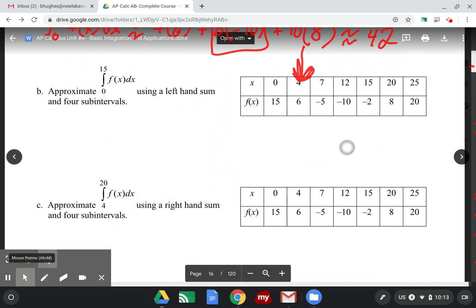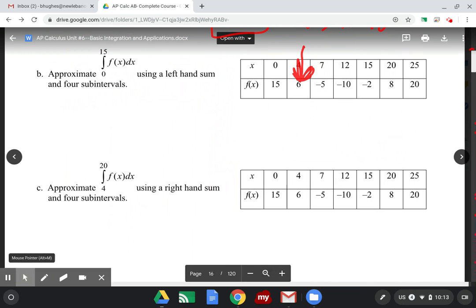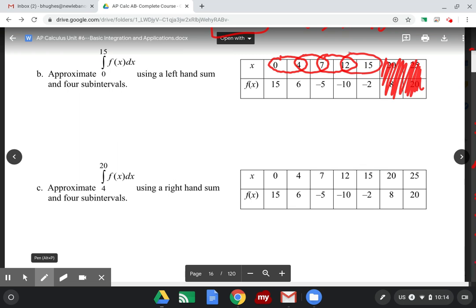All right, so let's look at B. Approximate the area from 0 to 15 using a left-hand Riemann sum and 4 subintervals. So I want to break this up into 4 different areas. The first thing is, it says we're going from 0 to 15, so these last 2 columns mean literally nothing because that's not talking about in between 0 and 15. So now I want to break it up from 0 to 15 into 4 groups. I can go from 0 to 4, 4 to 7, 7 to 12, and 12 to 15. That would break it up into 4 groups.